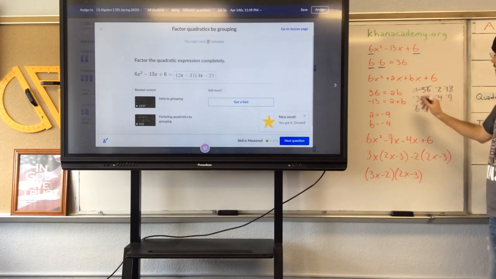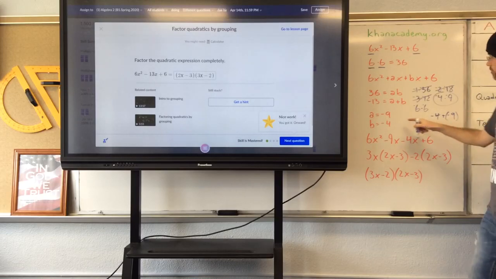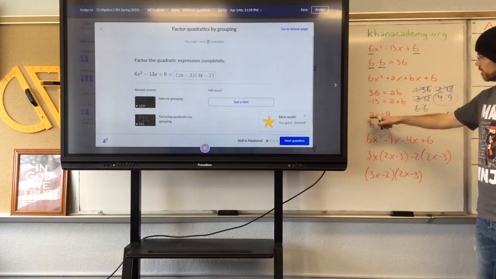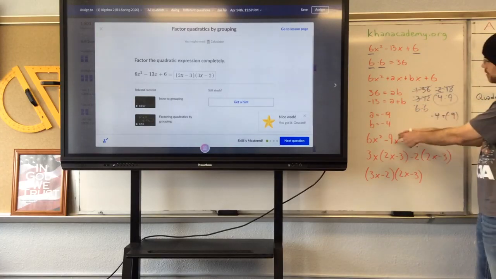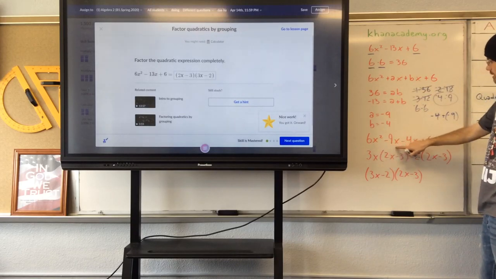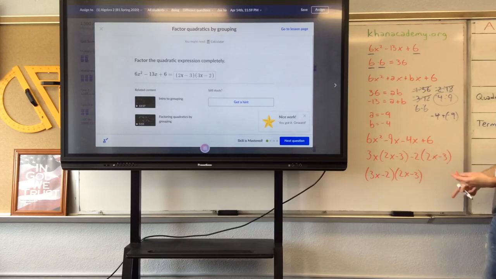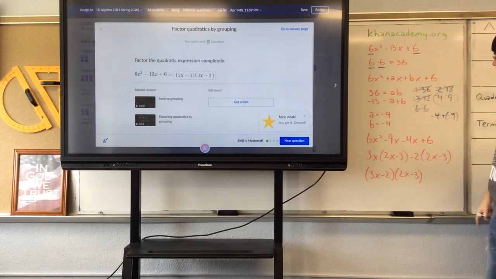Well, that's not right. That's not right. That's not right. This one is. Right? Negative 4 plus negative 9 equals negative 13. So I know from that my a and my b are negative 9 and negative 4. And I can now substitute those two numbers into this equation. So I get 6x squared minus 9x minus 4x plus 6. Okay, that's equal to this, right? Negative 9x minus 4x is negative 13x.